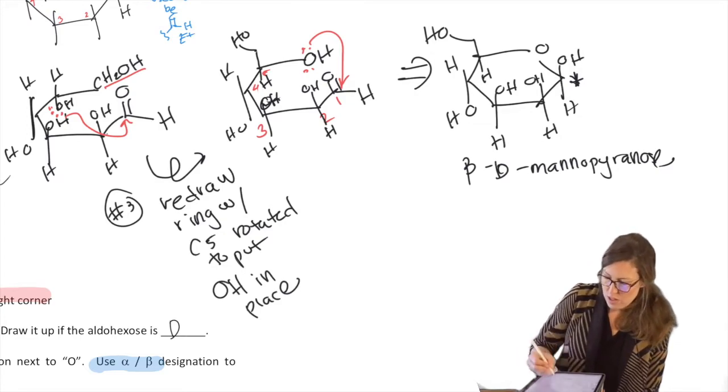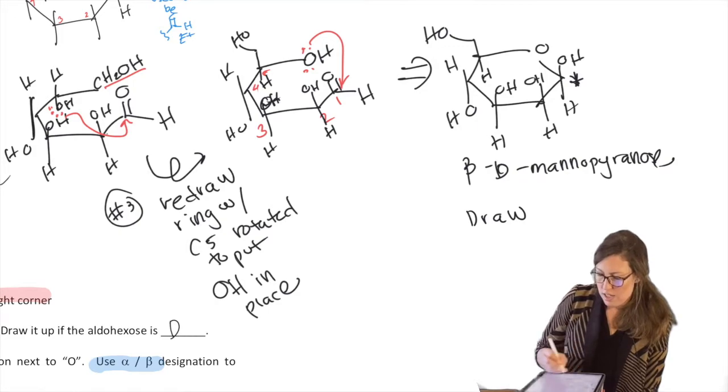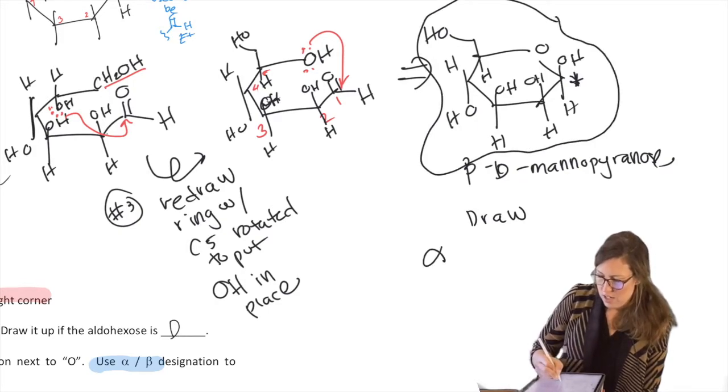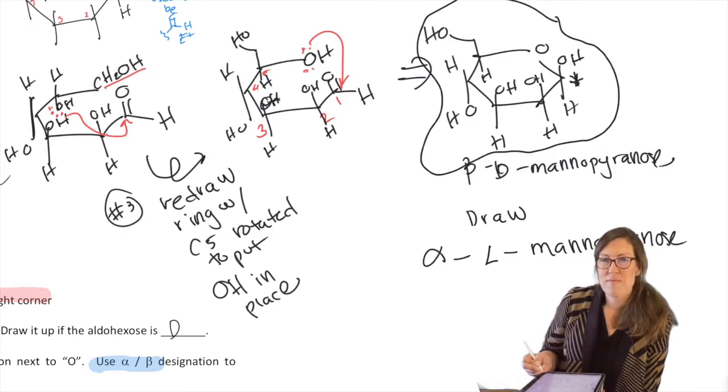So just for practice, now that we know what this looks like, draw alpha-L-mannopyranose. And check back. What does that look like?